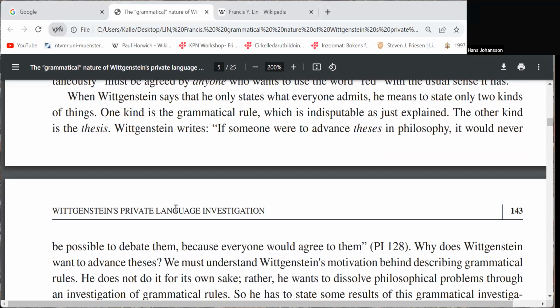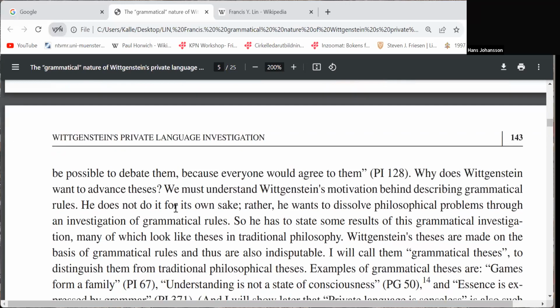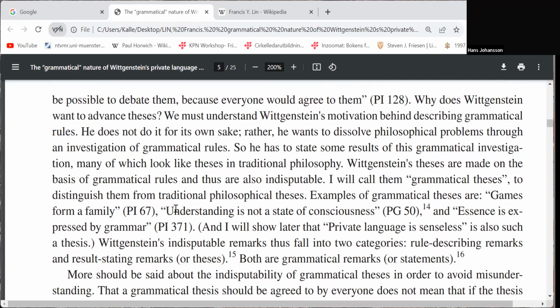When Wittgenstein says that he only states what everyone admits, he means to state only two kinds of things. One kind is the grammatical rule, which is indisputable, as just explained. The other kind is the thesis. Wittgenstein writes, if someone were to advance theses in philosophy, it would never be possible to debate them because everyone would agree to them.